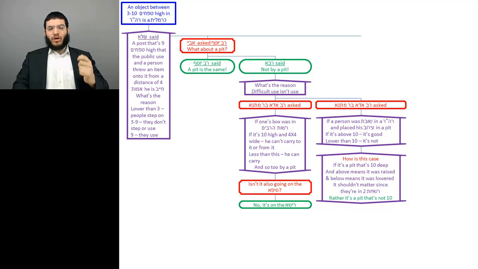So that's why, if it's 10 tefachim deep, it's not a good eruv, because it's a rishus hayachid. He's not allowed to bring it out to where he is in the rishus harabim. But if it's less than 10 tefachim deep, he's allowed to bring it to himself. Now, which pit is this referring to?